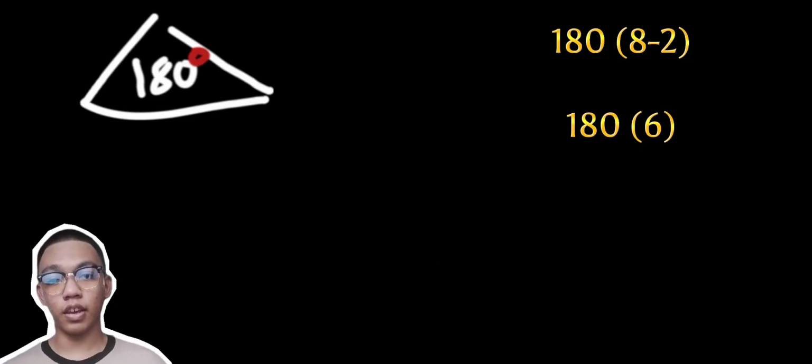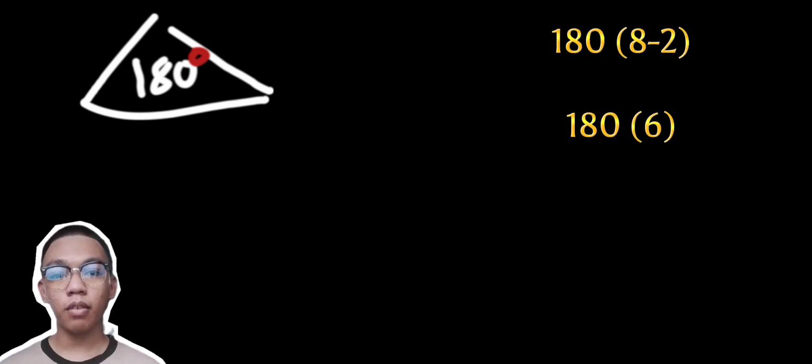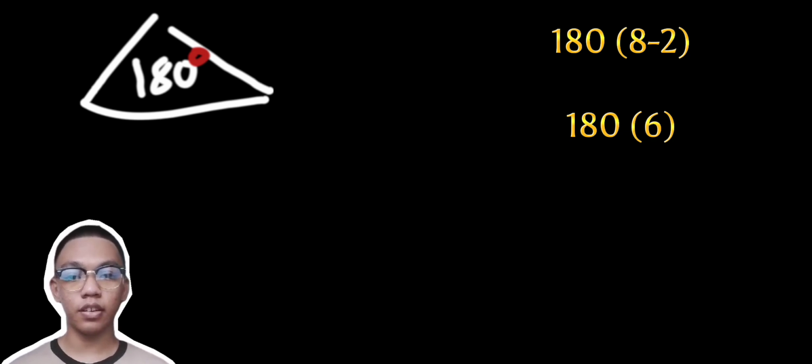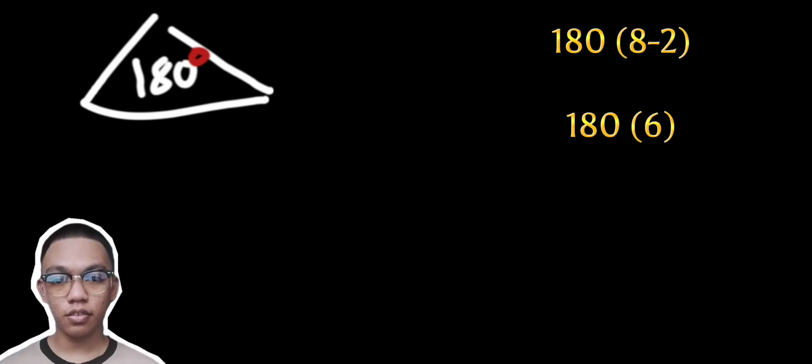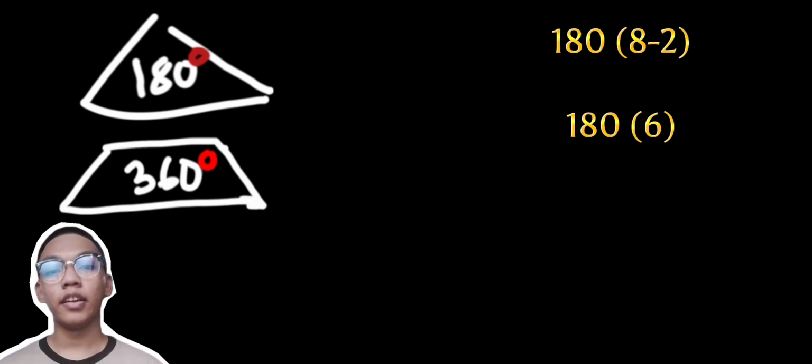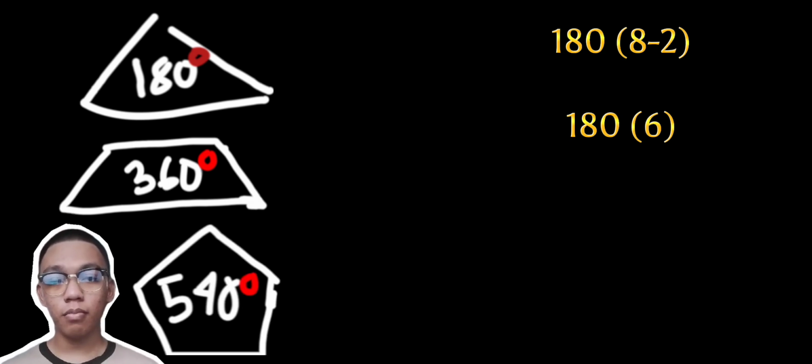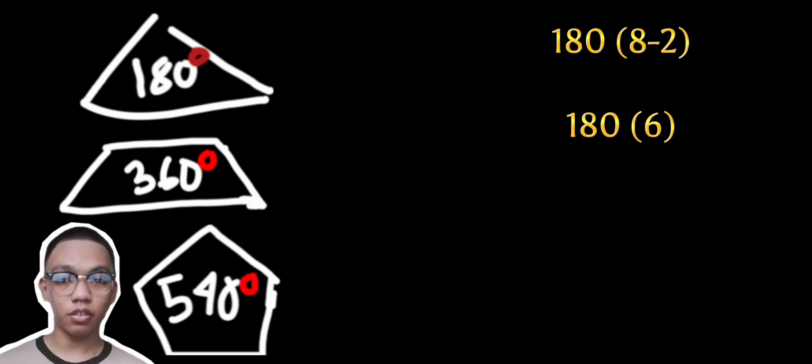So let's put this together. For the triangle, the sum of the three angles is 180 degrees. For the quadrilateral, the sum of the four interior angles is 360 degrees. Now, for a pentagon, the sum is 540 degrees. Do you see the pattern?